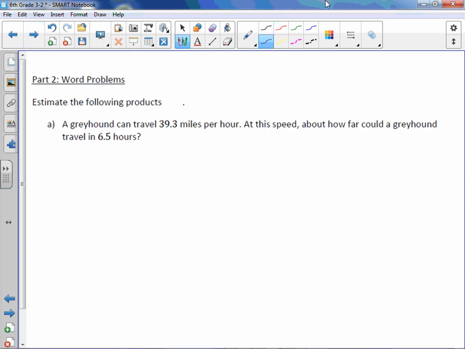Word problems. Estimate the following products. A greyhound can travel 39.3 miles per hour. At this speed, about how far could a greyhound travel in 6.5 hours? So 39.3 I would say is closest to 40, and 6.5 is closest to 7. So in 1 hour, it can travel 40 miles.